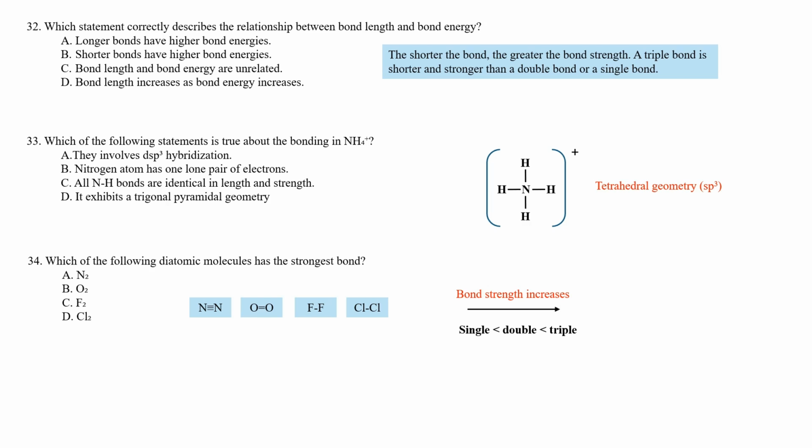This is how bond strength varies. Bond strength increases from single to triple, but bond length decreases from single to triple. Longer bond is single, shorter bond is triple.